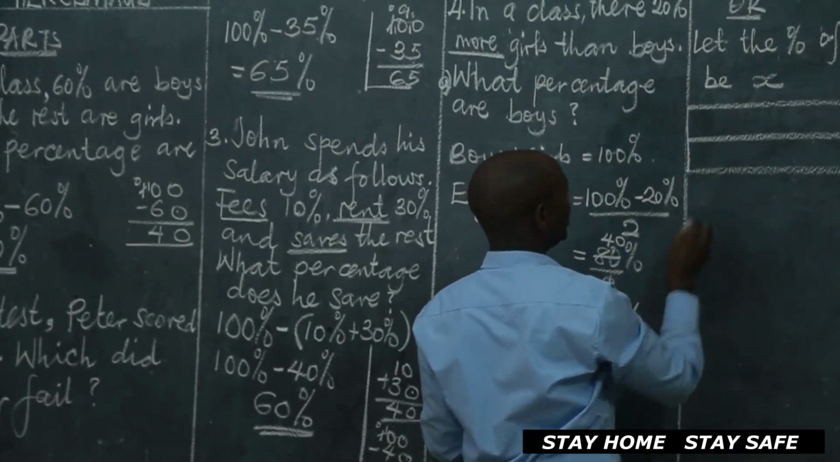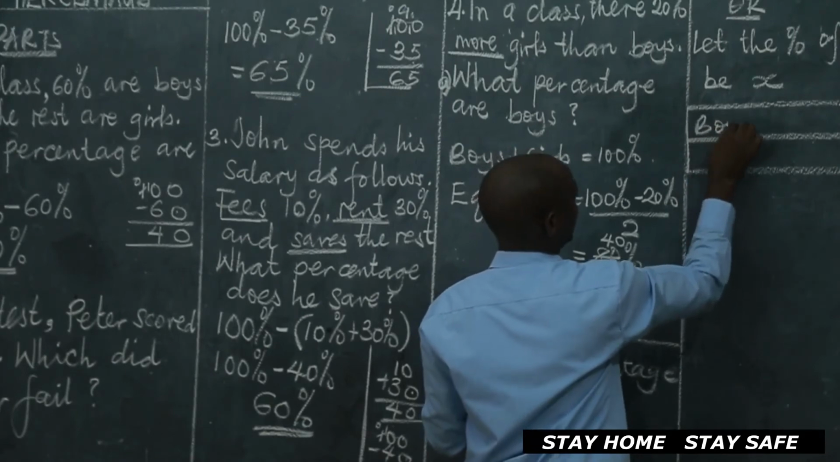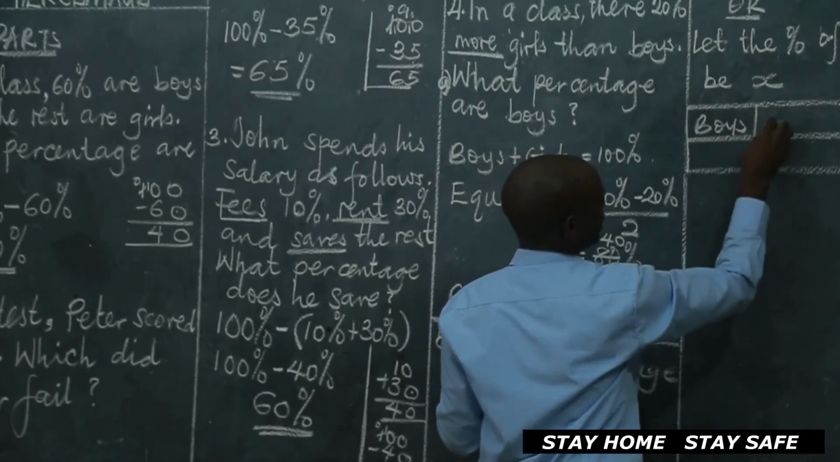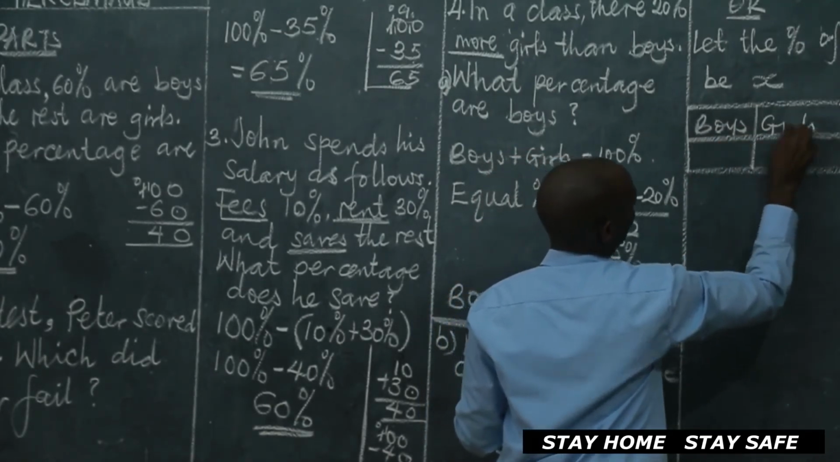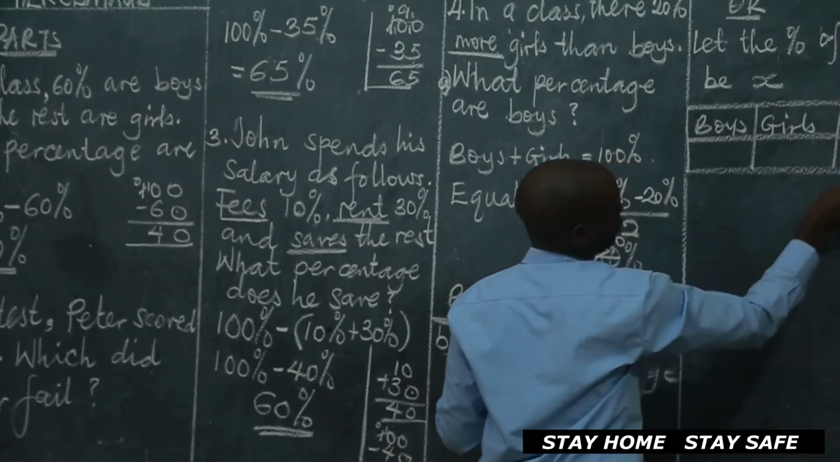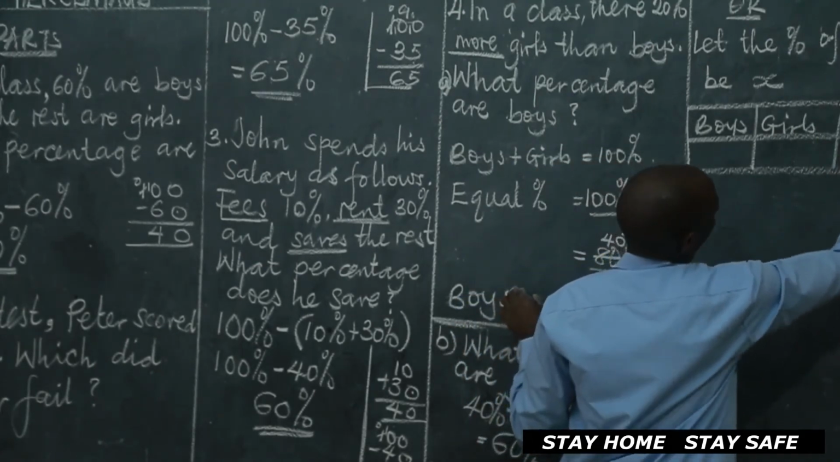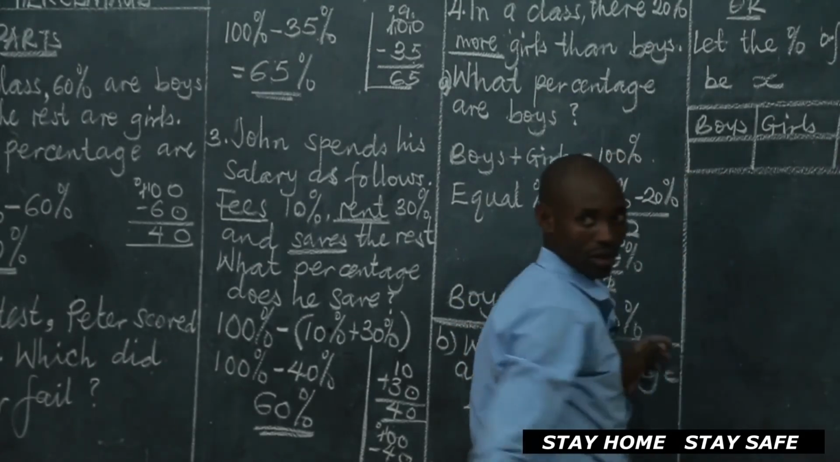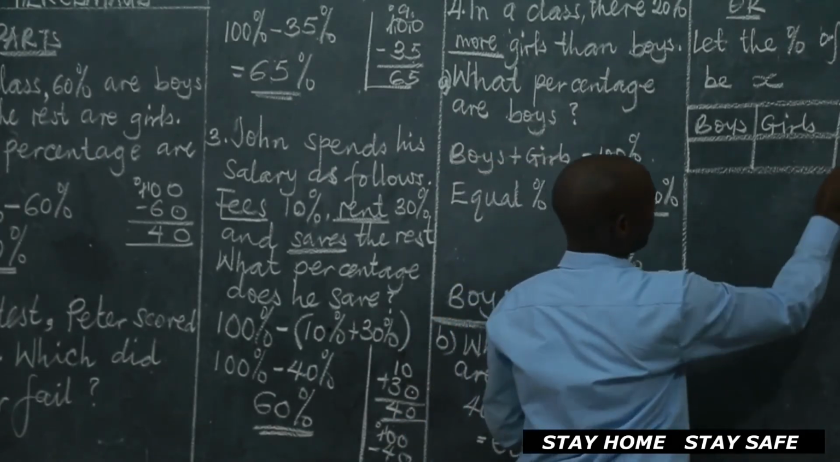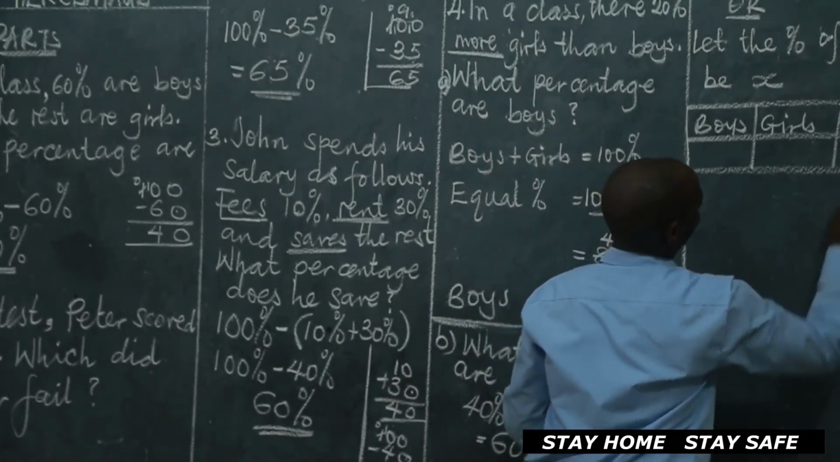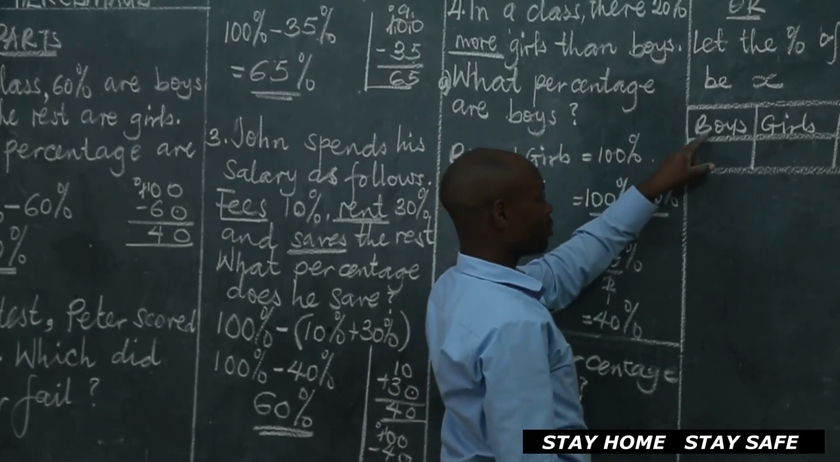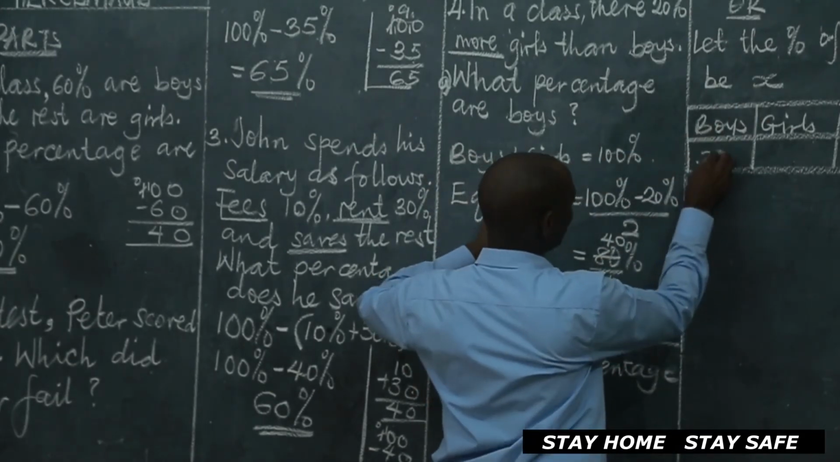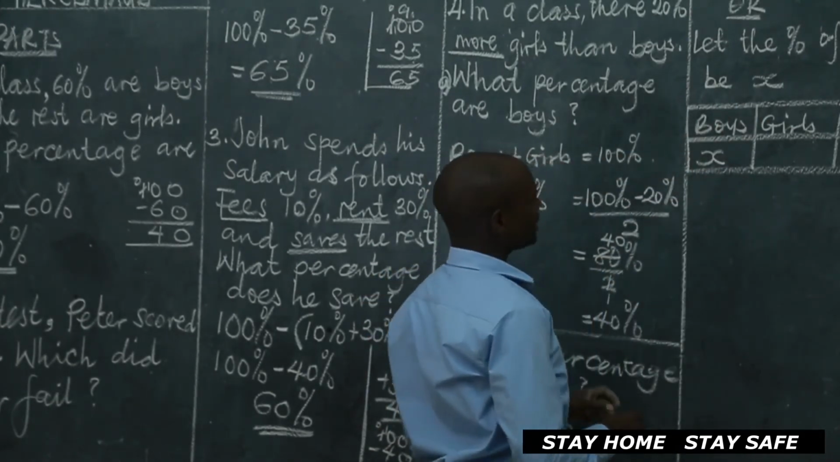Then you say, here you have boys. Then you say, I have here girls. Then I have here their total. What is the total percentage? 100%. What is the percentage of boys? We have assumed it to be x. What is the percentage of girls?